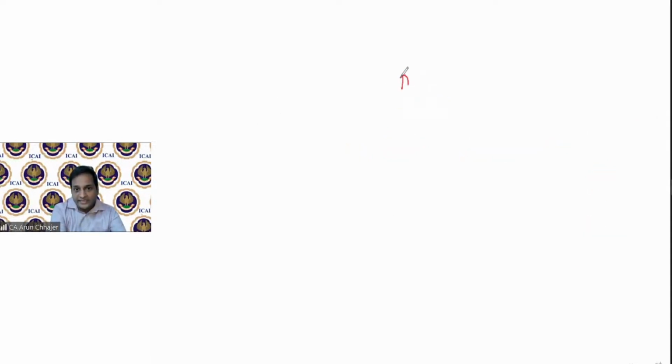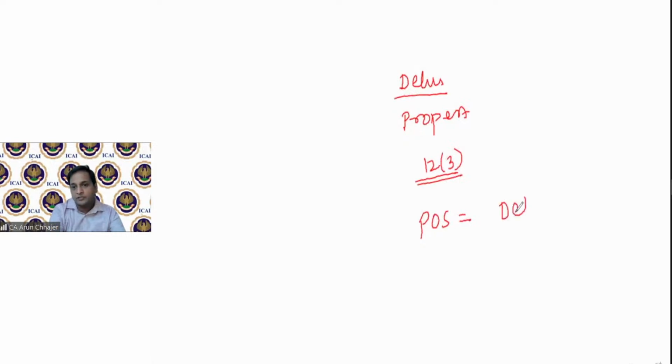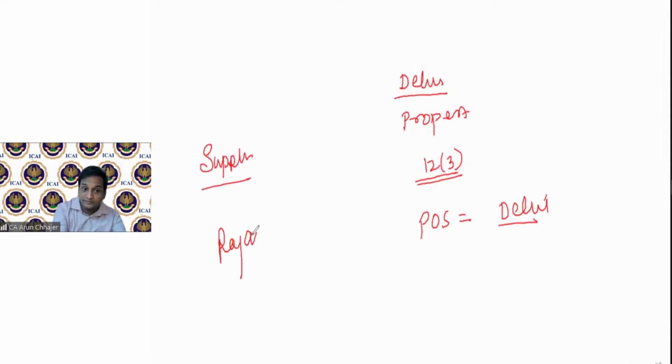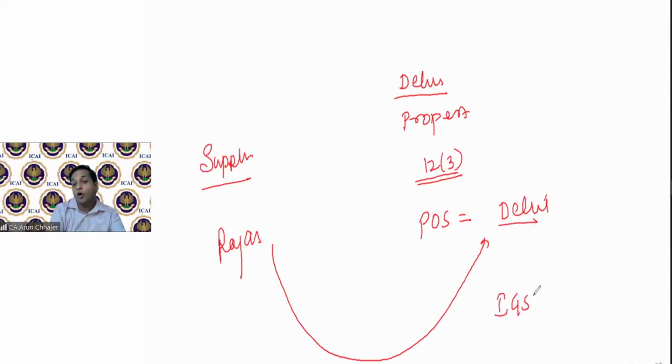So I can say Delhi is my place of supply, no doubt, because in Delhi I have the property, and as per Section 12 subsection 3, the location of the property would be the place of supply. In this case, my place of supply would always be Delhi, no doubt. But suppose the supplier is registered in Rajasthan: can he raise the invoice for this transaction by IGST, or does he have to take a registration in Delhi and charge C plus S? Now listen carefully.